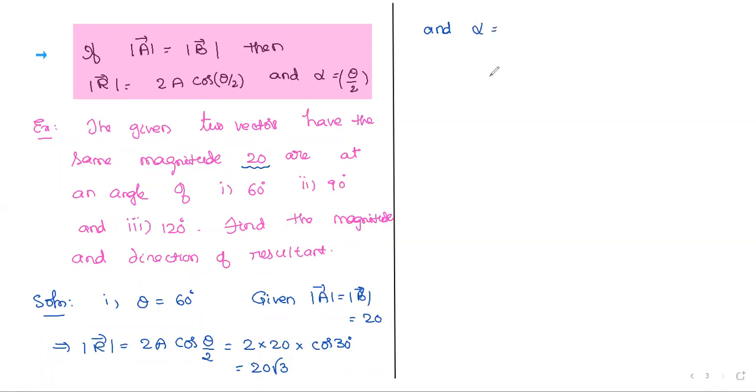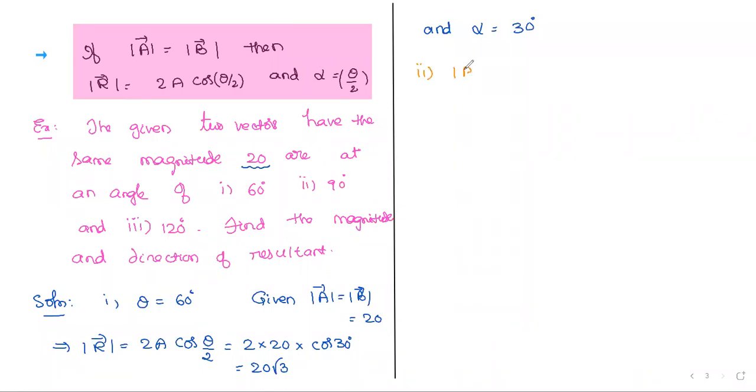Exactly half of the angle. That is 30 degrees. Exactly. Second one, 20. Third one, 20. Okay, very good. And even for the second one you can do it the same way.